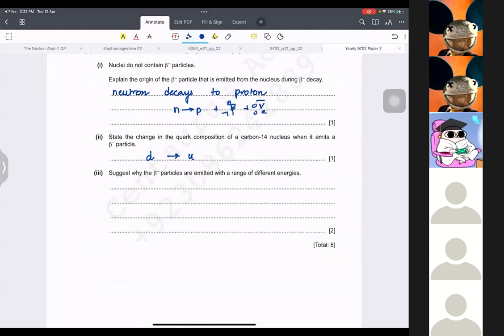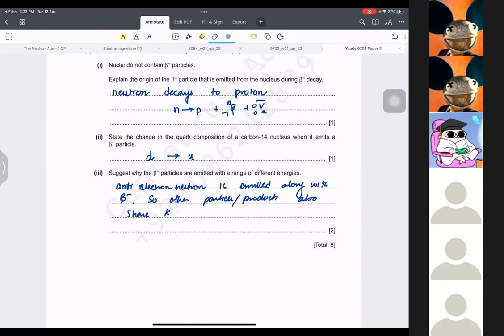Then suggest why beta minus particles are emitted in a range of different energies. So, I have written this also. So, we could say that anti-electron neutrino is emitted along with beta negative, right? So, other particles, you can also write products, also share kinetic energy. Okay, so don't just write kinetic energy.